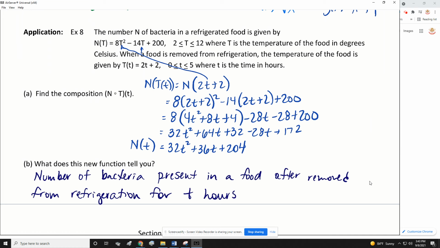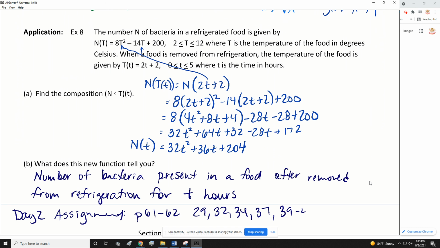So the day 2 assignment is on pages 61 through 62: 29, 32, 34, 37, and then 39 through 44.